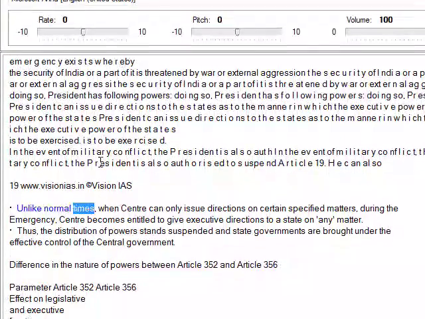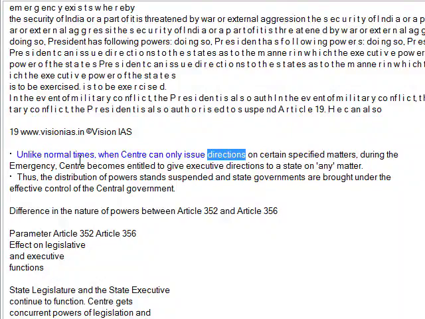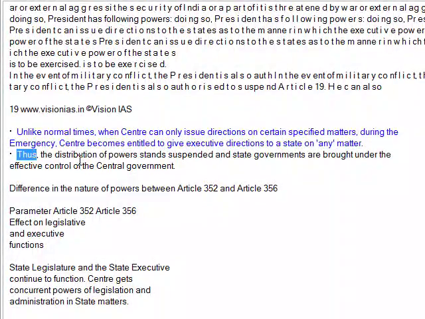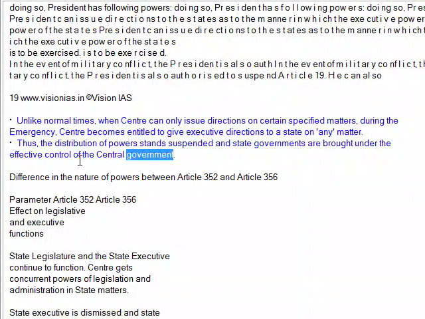Unlike normal times, when the Center can only issue directions on certain specified matters, during the emergency, the Center becomes entitled to give executive directions to a state on any matter. Thus, the distribution of powers stands suspended and state governments are brought under the effective control of the central government.